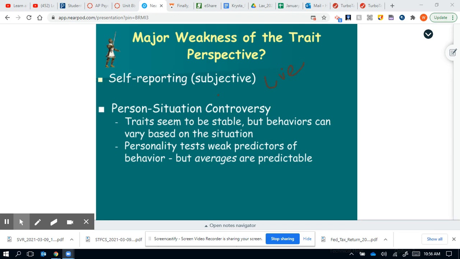All right, and then also what is called the person-situation controversy, which just looks at how trait theory doesn't take situation into account. And as we know, our behaviors and our personality can change from situation to situation. Maybe not a whole lot, but it certainly does. And that's what the next theory that we're going to talk about goes into.